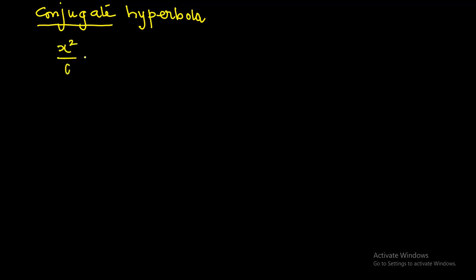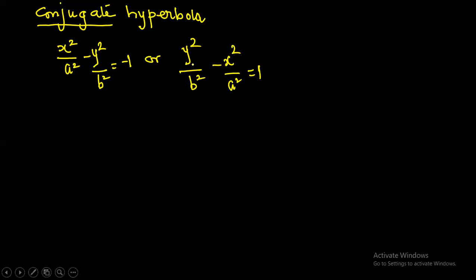See, x square by a square minus y square by b square. In the place of 1, I am writing minus 1. Or you can write it like this: y square upon b square minus x square by a square is equal to 1. This is the conjugate hyperbola. Then what is the difference? The hyperbola which we have studied cuts the x-axis, and this hyperbola will never cut the x-axis.